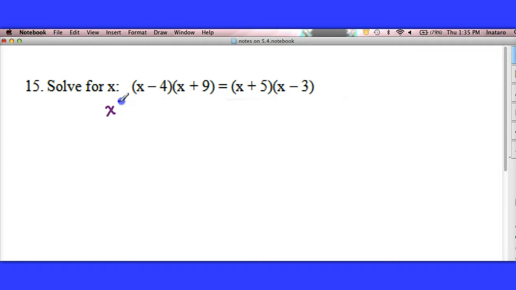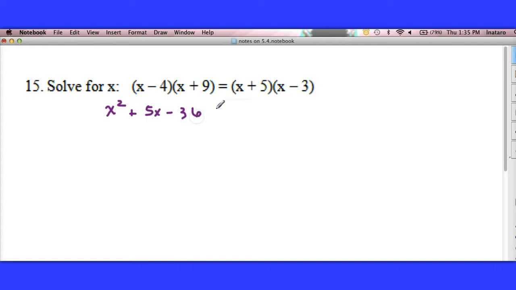So I'm going to take x times x, and I'll get x squared, and since the coefficient is 1 on both of these x's, to get my middle term, I'm just going to add 9 and negative 4. So I know my middle term is going to be 5x, and then my last term is going to be negative 4 times 9, and that's minus 36.